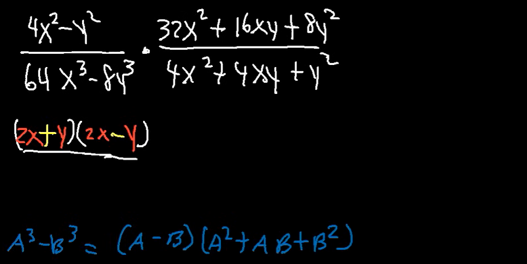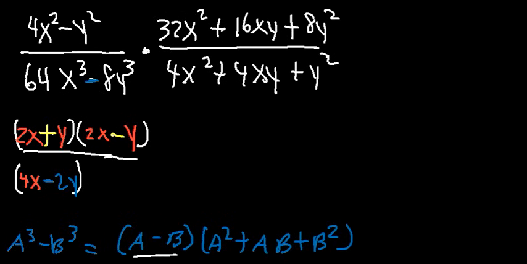So a to the third is 64x cubed. So we got to find a. What's the cube root of 64? What times what times what is 64? 4 times 4 times 4 is 64. Or if you type it in your calculator as 64 raised to the, in parentheses, 1 over 3, you'll get 4. So the cube root of 64 is 4, and the cube root of x to the third is x. The cube root of 8, what times what times what is 8? It's going to be 2, and the cube root of y cubed is y. Now because we have a minus sign, it carries over here.